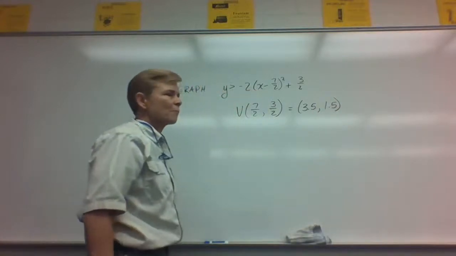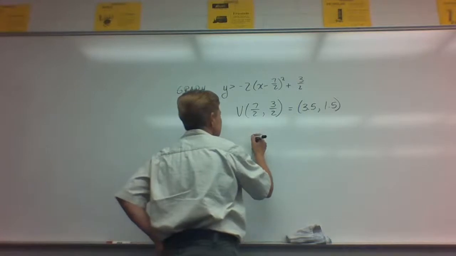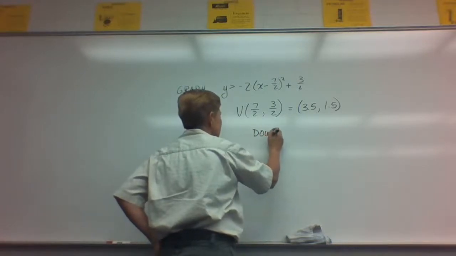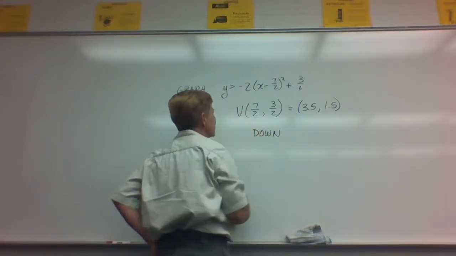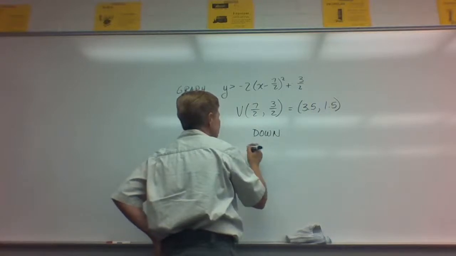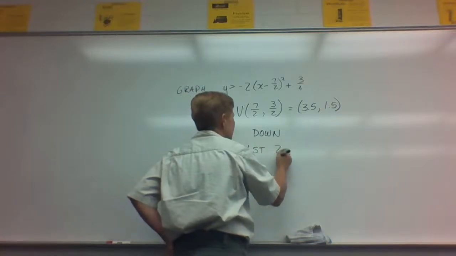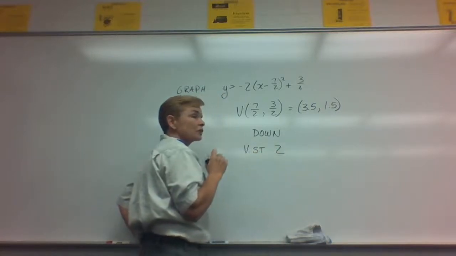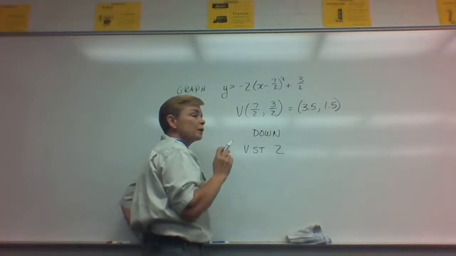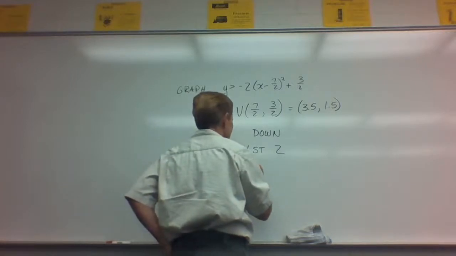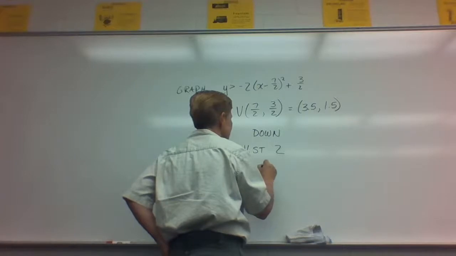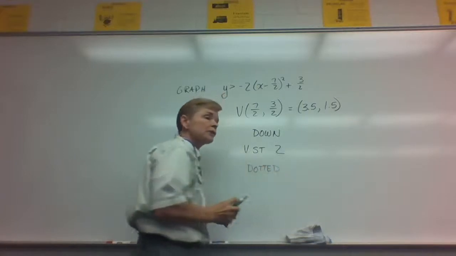Will it open up or down? Down. How do you know? The negative on the 2. Will it be shrunk or stretched or normal? It will be stretched by 2. And one other thing we have to ask ourselves is when we actually draw the boundary, should it be dotted or solid? It will be dotted. That's just a little notation to yourself right here just to remind you that you need to dot it.